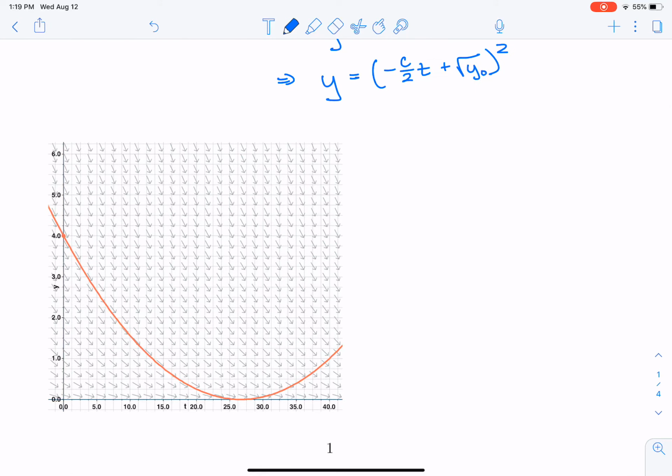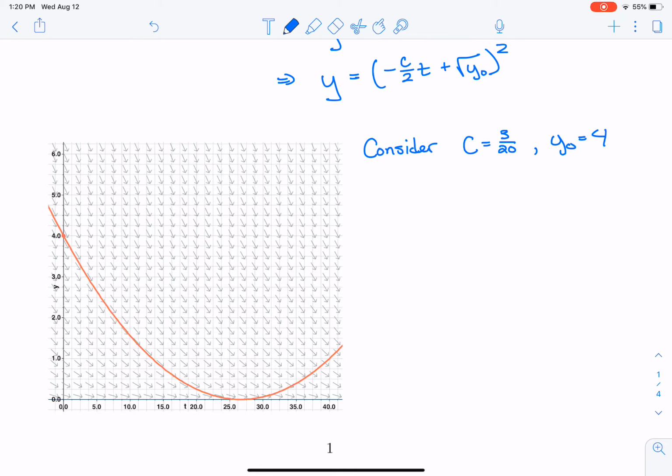Okay, so let's look at a specific example. So let's consider the example where c is equal to 3 over 20. Maybe we're thinking that the area of the base of the cylinder is 20, and maybe the cross-sectional area of the hole is 3. That way c is 3/20. Okay, and then y0 in this case we're going to let be 4.